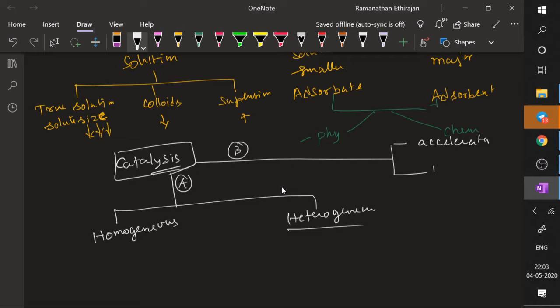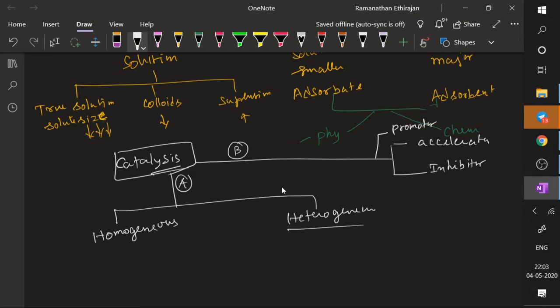Then inhibitor: when it blocks or retards the reaction, it can also be called a retarder. So, inhibitor. It decelerates the rate of the reaction. And there are some substances which activate further, and they can be called promoters.